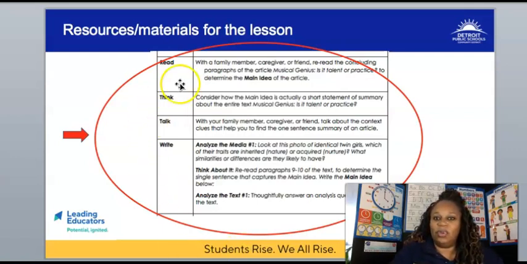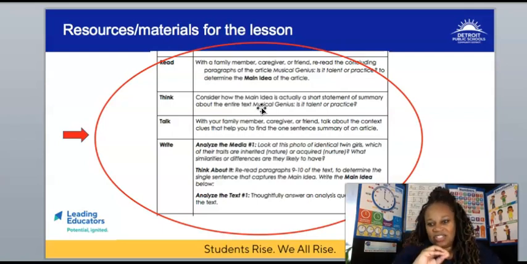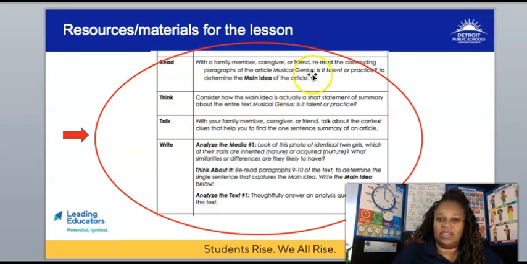Resources and materials for today's lesson begin with a lesson overview. Today, I'd like for you to read with a family member, caregiver, or friend the concluding paragraphs of the article, Musical Genius, Is It Talent or Practice?, to determine the main idea of the article. So again, when we closely read, we never reread the entire text, but we go back to specific sections to look for something in particular, and I'm asking you to reread the concluding paragraphs.